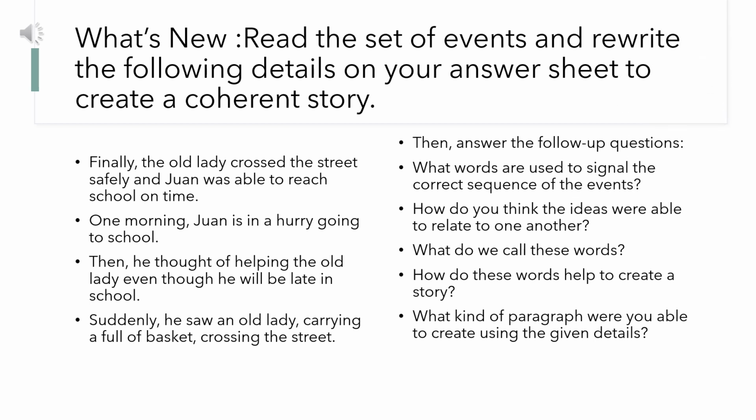What's new? Read the set of events and rewrite the following details on your answer sheet to create a coherent story. So let's read the details. Finally, the old lady crossed the street safely and Juan was able to reach school on time. One morning, Juan is in a hurry going to school. Then he thought of helping the old lady even though he will be late in school. Suddenly, he saw an old lady carrying a pull-up basket crossing the street. Now, how are we going to arrange the given details for us to come up with a coherent story? Let's give it a try.